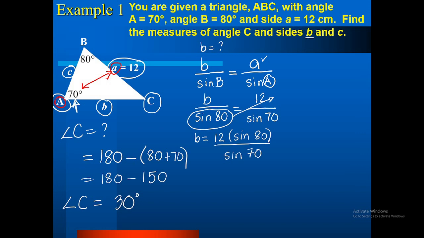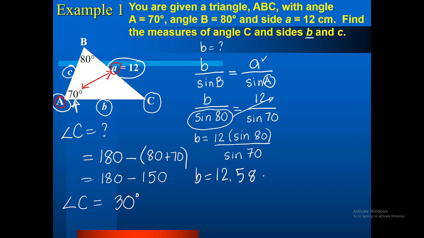12. Times sine 80. Then divide by sine 70. How much is the answer in your calculator? Round off to 2 decimal places. Okay, 12.58. That is it, the unit is cm, and that is our answer for B.